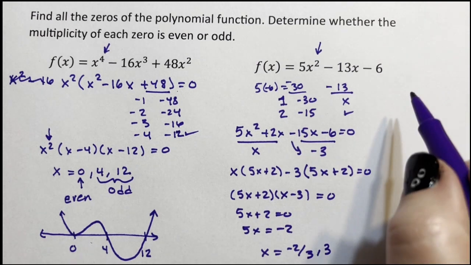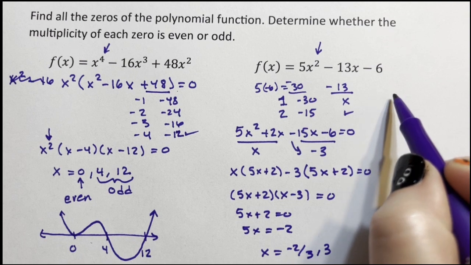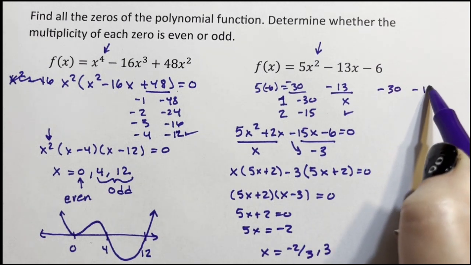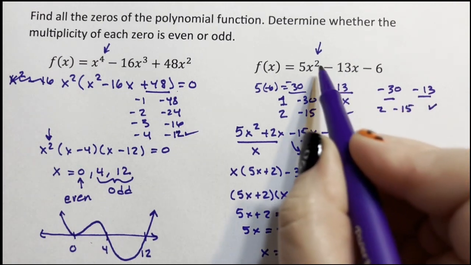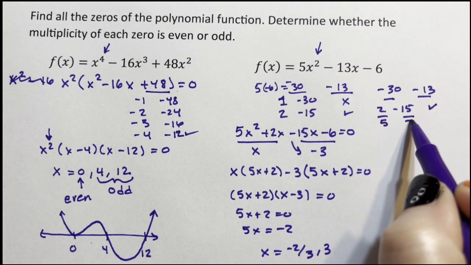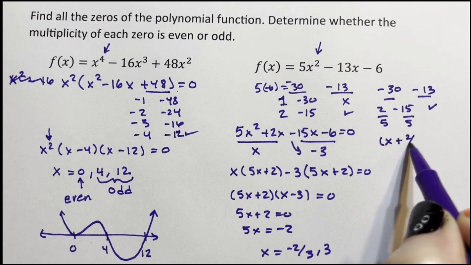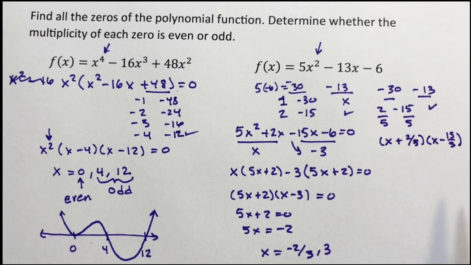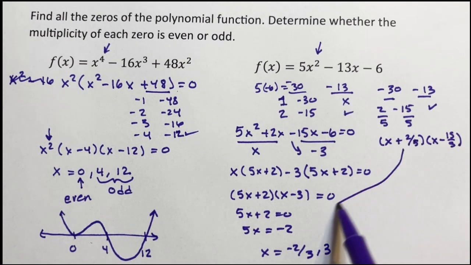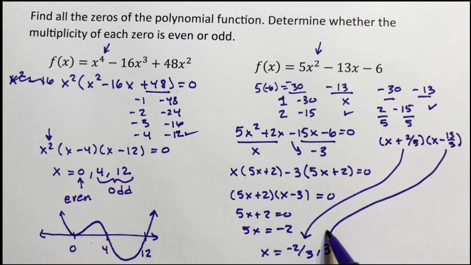In the past, I have also shown a method of solving this, negative 30, negative 13, by saying divide by your a, so that you have x plus 2 fifths and x minus 15 fifths. If you notice, that's a faster way to get to your answer if you do the fraction method of factoring. The fraction method of factoring is probably the best way for solving if you're comfortable with that method.